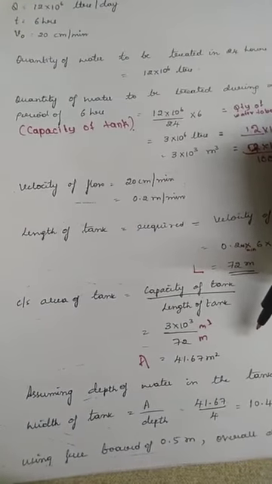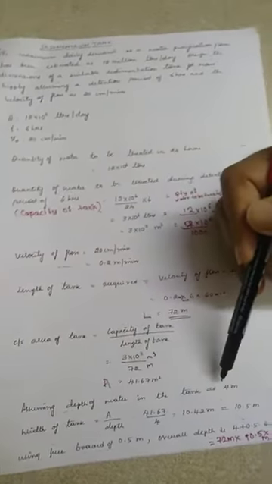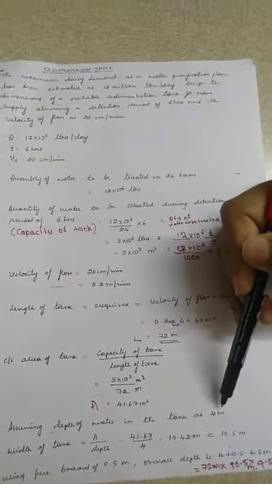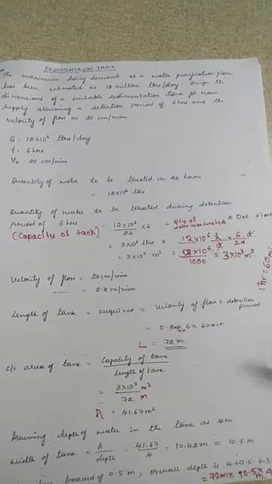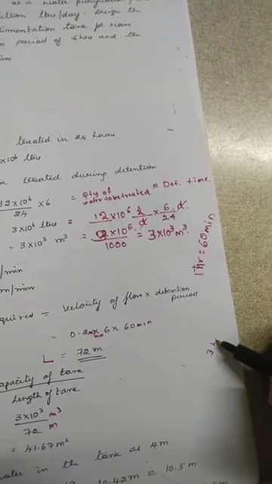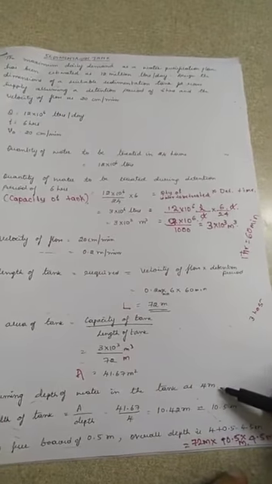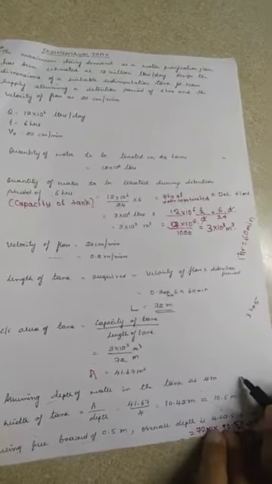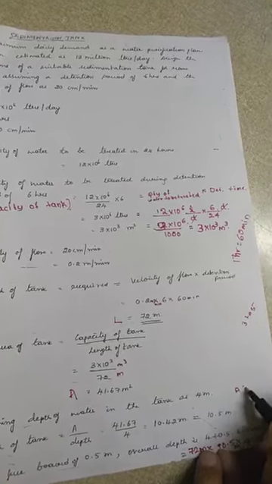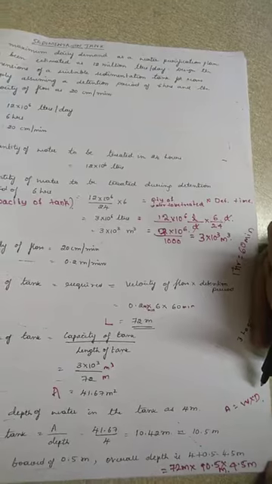41.67 meter square. So what we needed to do is assume the depth of the tank as 4 meter. Now why do we have to assume it? Because I have told you the depth of the tank will be in between 3 to 5 meter. So we have assumed the depth of the tank in between, that is 4 meter. So area is equal to width into depth of the tank.